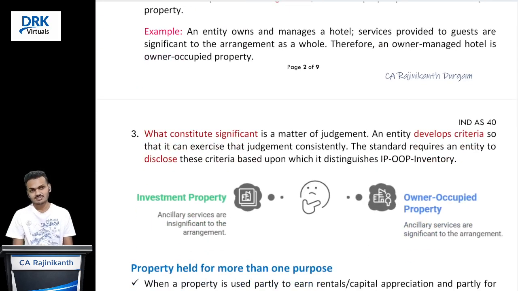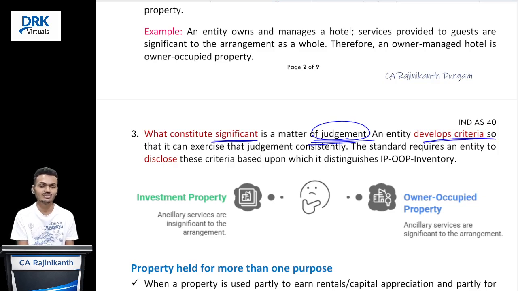And coming to the standard requirement, what constitutes significant about these ancillary services, the standard is saying that it is completely based on judgment whether the services are significant or not. It is a matter of judgment and entity should develop a criteria on the basis of which entity can exercise the judgment consistently. And standard also requires the entity to disclose that criteria based on which entity is going to exercise the judgment to decide whether that ancillary services are significant or not, right?